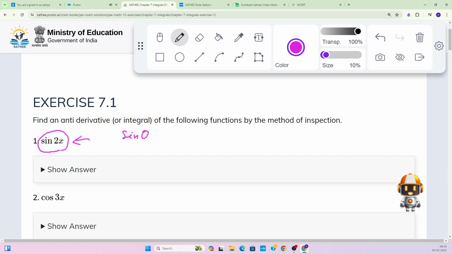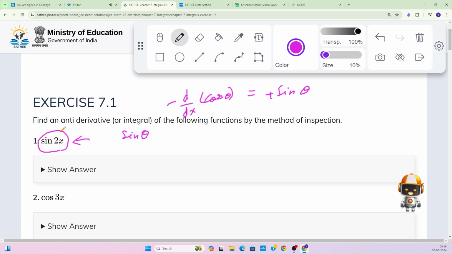Now if this is sine theta, the derivative of a function which gives me sine theta, you all know, is cos theta. But cos theta gives minus sine theta, and I want just sine theta. So what can you do? Just multiply with minus both sides. You will get your answer. So the derivative of minus cos theta will give me sine theta.